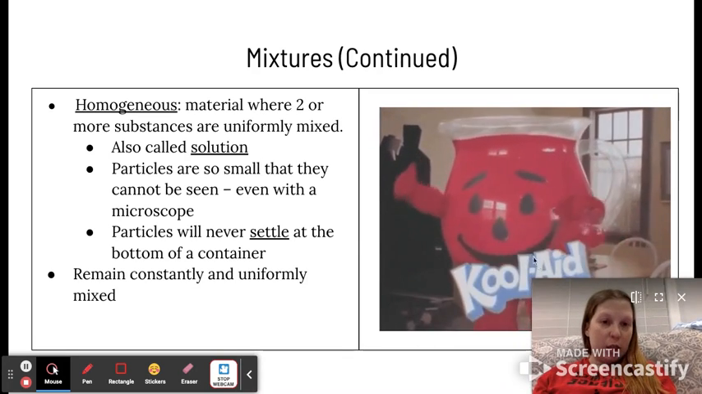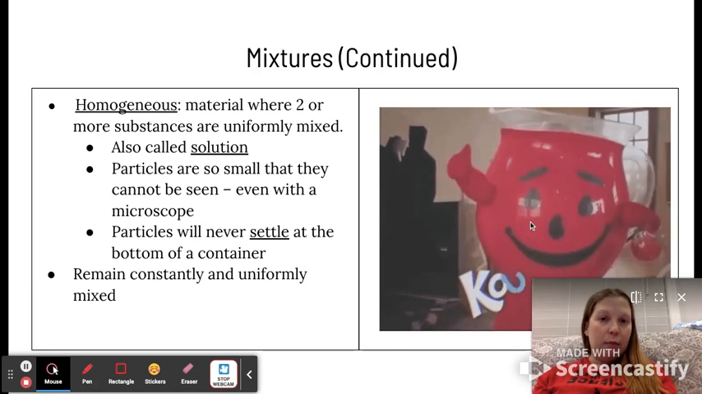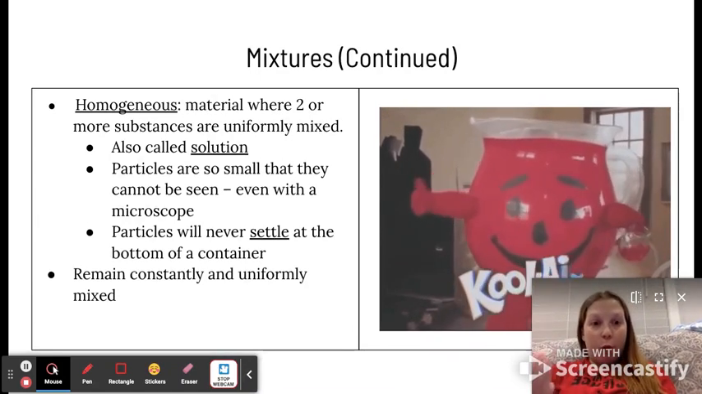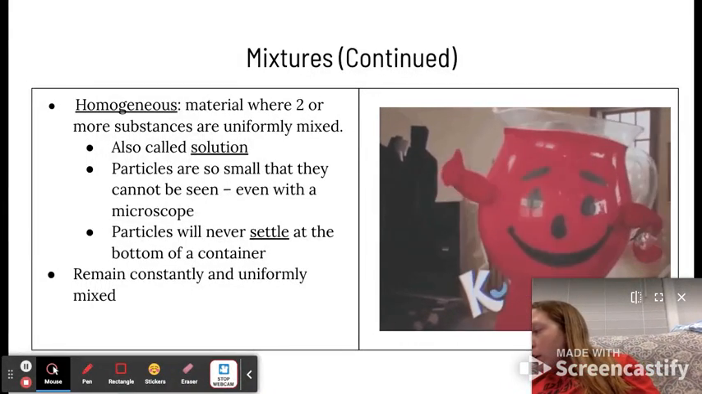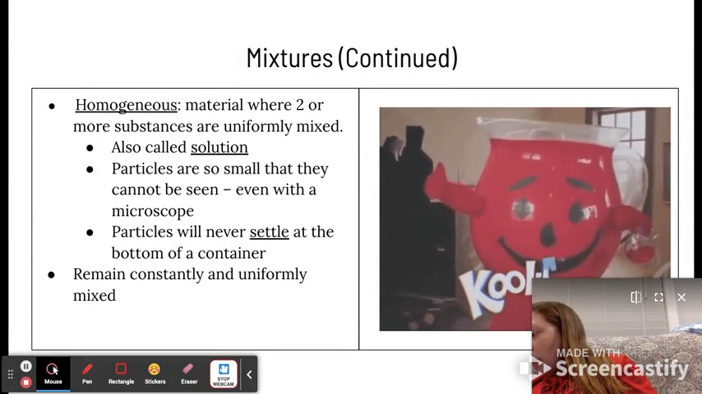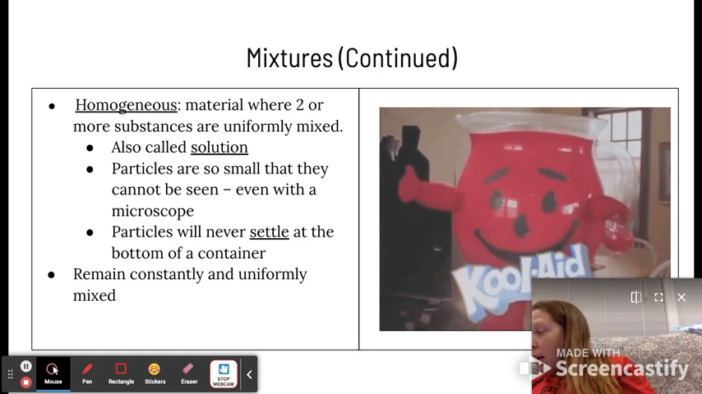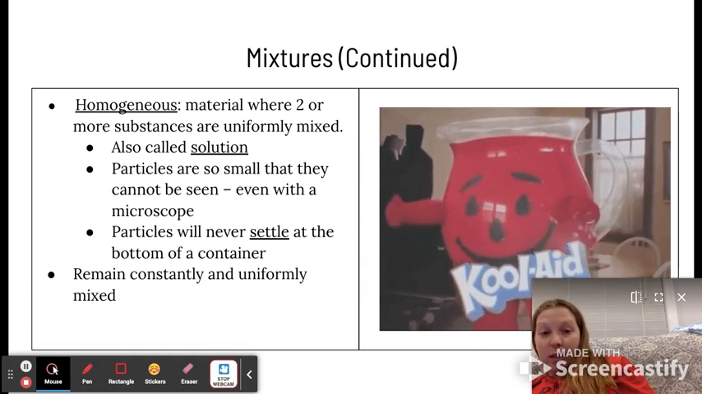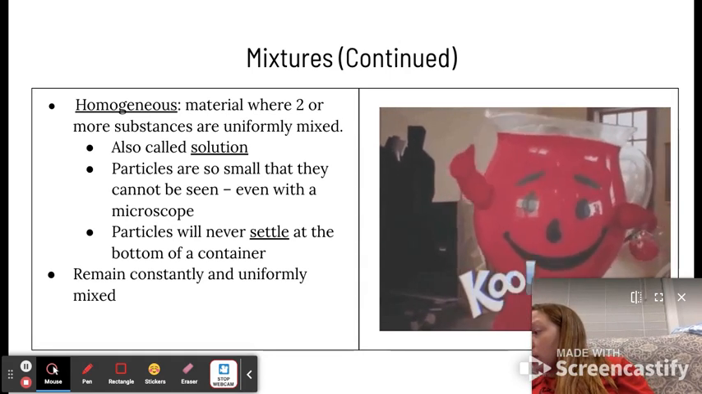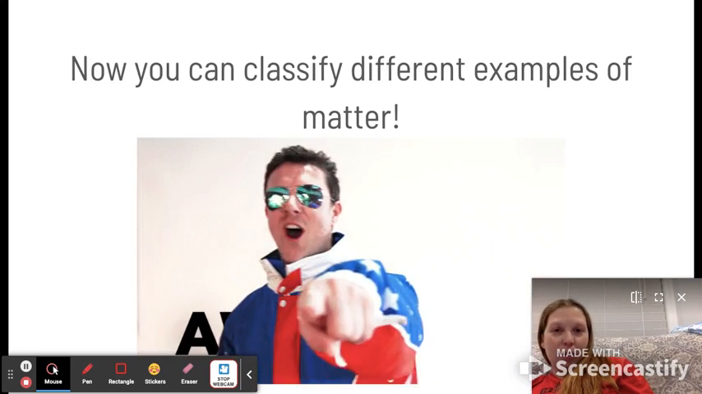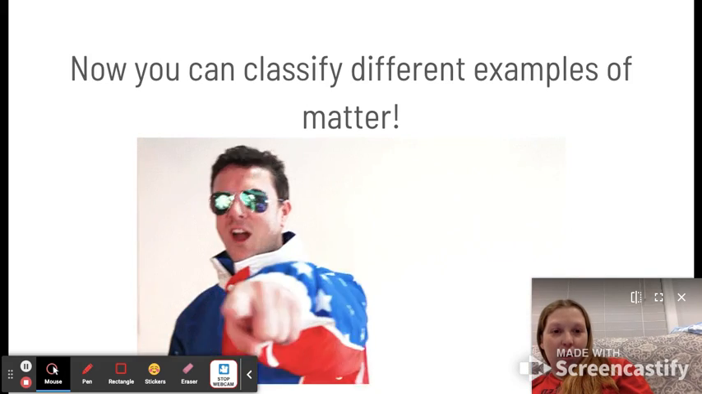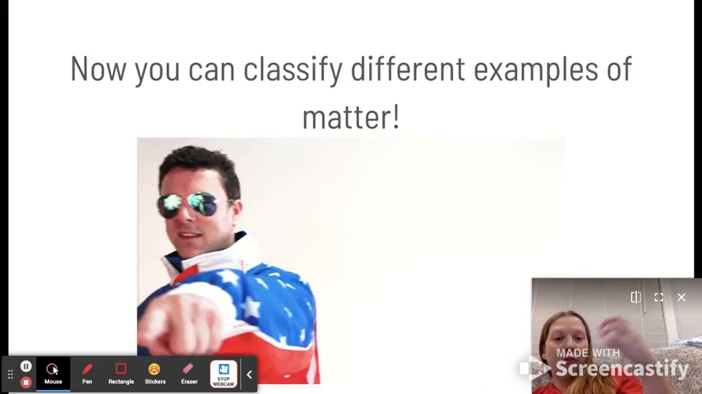So like Kool-Aid is a good example here, because you can't see the Kool-Aid particles and the water particles and the sugar particles. Another good example here that they like to use to kind of trick you up is air. Air is considered a homogeneous mixture, so it is considered a solution, even though they're all gases. So now, after hearing this, you should be able to classify matter into different classifications.